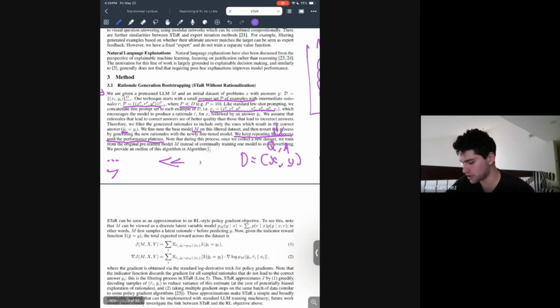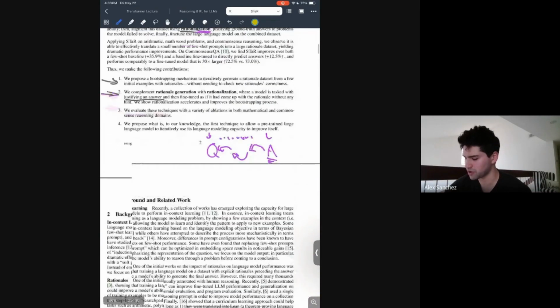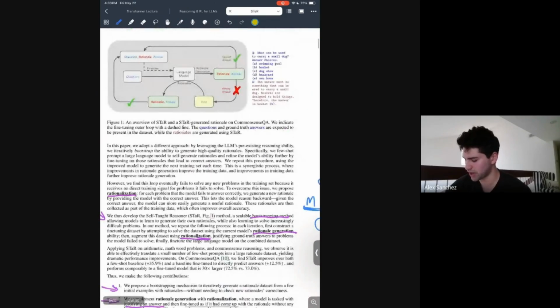And important to note throughout this whole process is that once a new data set is collected, at the end of each iteration, they train from the original pre-trained model, and they don't train from the last iteration. We're going to go over this more concretely when we look at the algorithm, which is the most important part of this paper, and then when we talk about this graph up here.